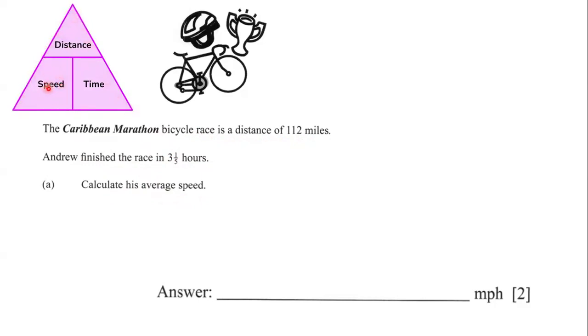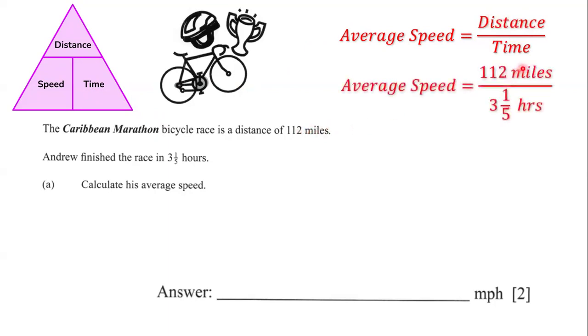And so here we're trying to figure out the average speed, and based on this triangle, if we're trying to find the speed, we need to take the distance and divide it by the time. That means the average speed is distance divided by time, and that's the formula for average speed. The distance here is 112 miles, so let's put that in, and the time is 3 and 1/5 hours.